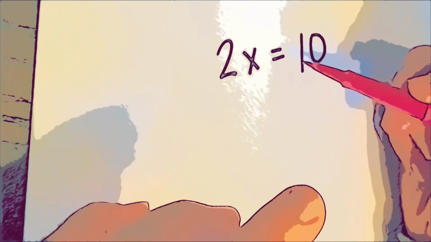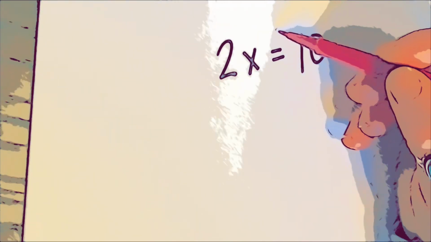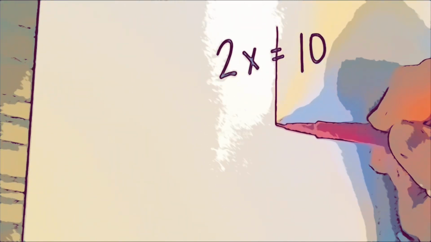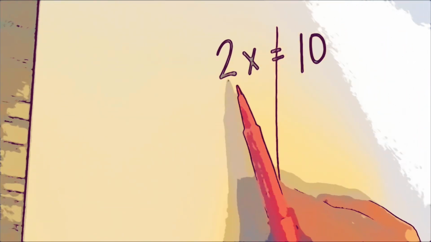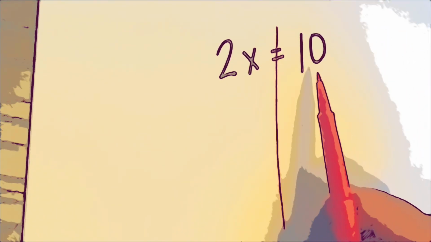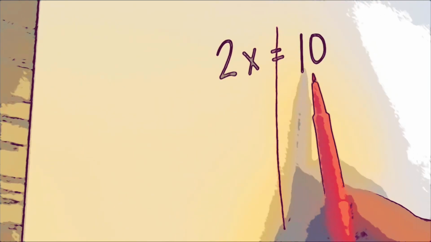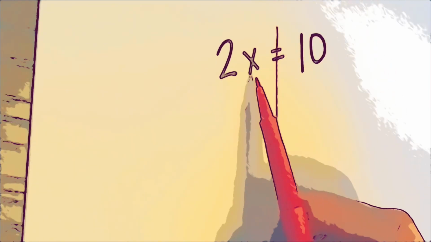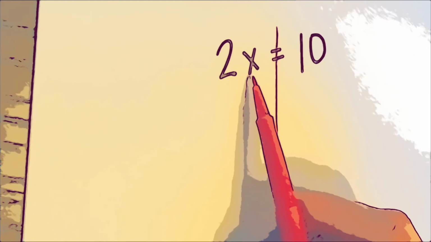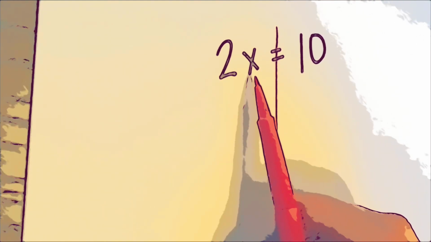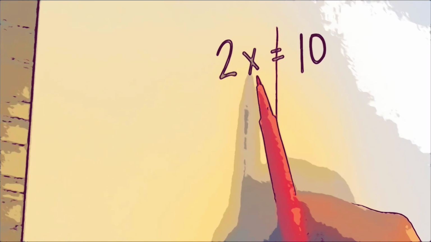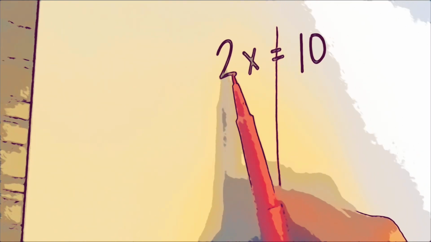So my favorite thing to do is to put a line right down my equal sign. And that reminds me that whatever I'm going to do to one side, I have to do to the other side, because these sides are equal to each other. And if my goal is to get x alone, then we need to undo whatever is being done to x. And in this example, x is being multiplied by 2.